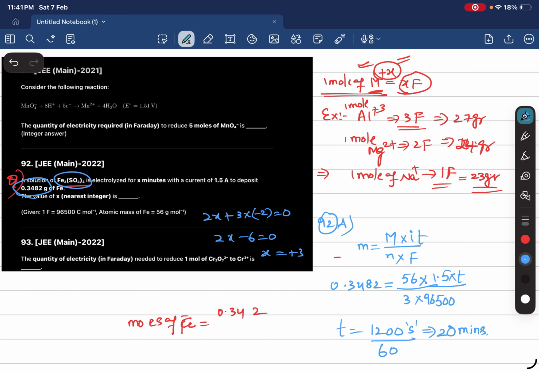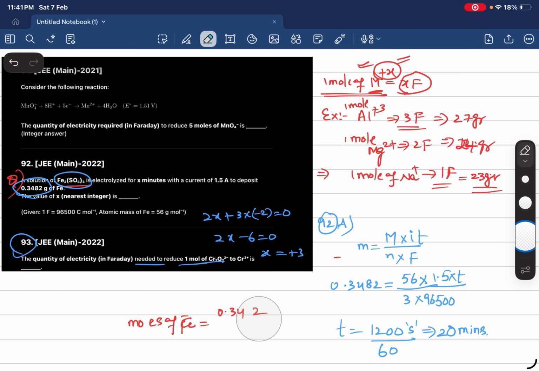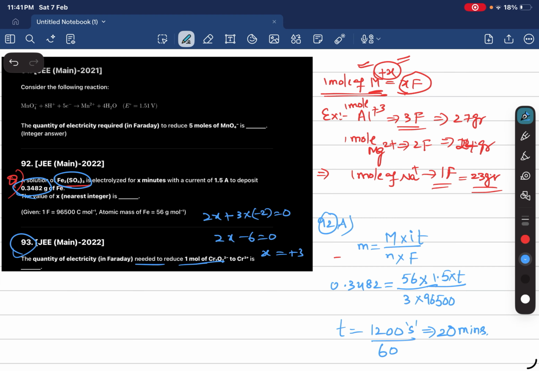Hope it is clear. Coming to the next: the quantity of electricity needed to reduce 1 mole of Cr2O7 minus 2 to Cr plus 3. So how much it will be, we can discuss. Very simple question, like the first question. So 1 mole of Cr2O7 minus 2 converted into 2 Cr plus 3.